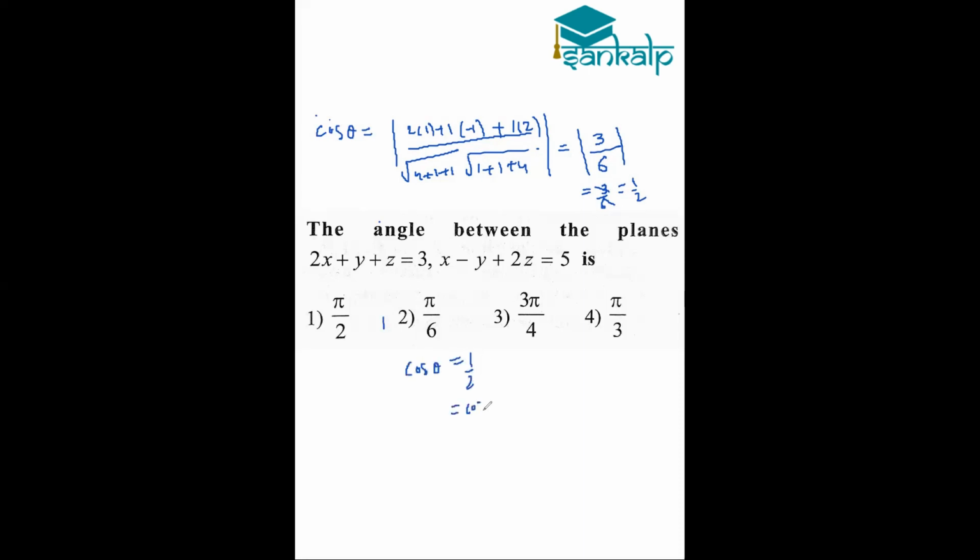So we know cos 60 is equal to 1 upon 2, so theta will be 60 degrees, and 60 degrees is nothing but pi by 3. So option 4 will be the right option. Option 4 gives us the right answer.